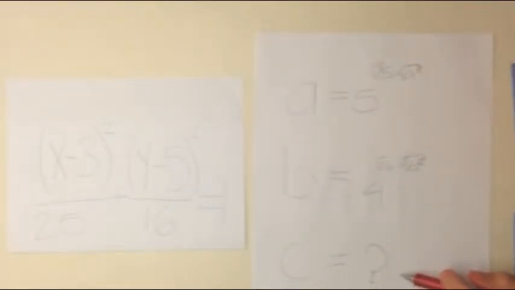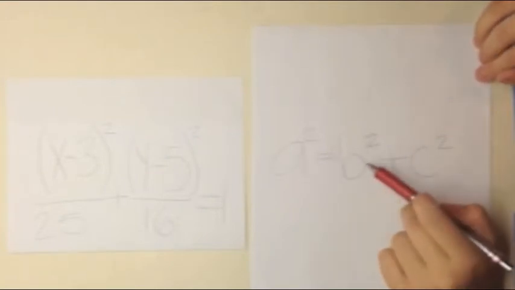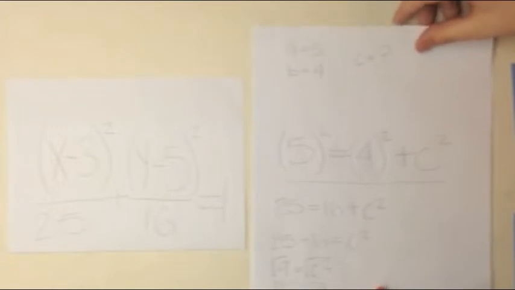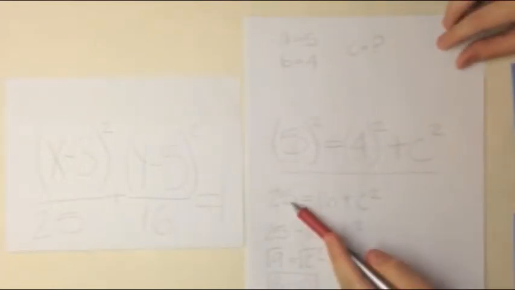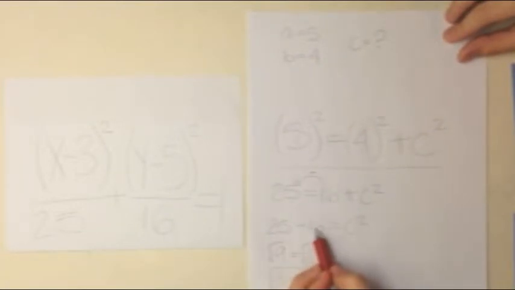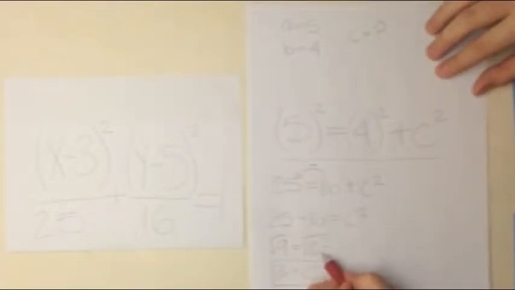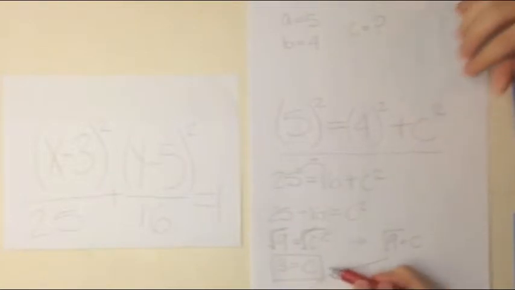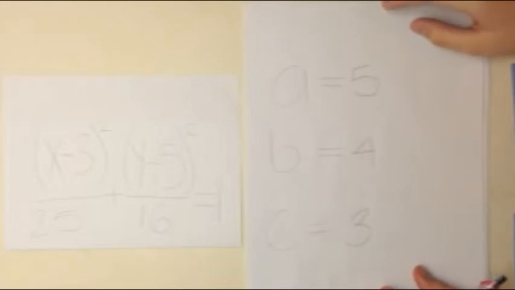To find out what c stands for, we have to keep in mind this next formula, which is a squared equals b squared plus c squared. Here is the formula already answered. In here, 25 equals 16 plus c squared. 25 minus 16 equals c squared. For c squared, we square root both sides to leave c alone, 3. So now we know that c is 3. Now we have our 3 variables.